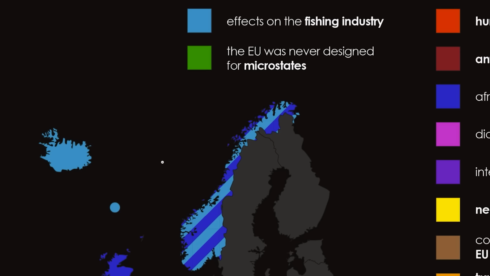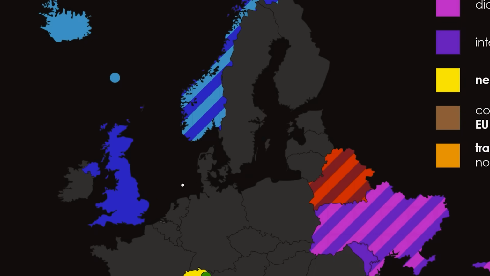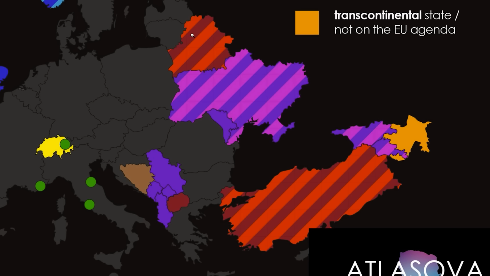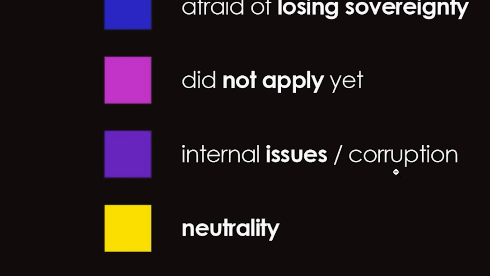Then there's Iceland and Norway, which they both agree they're worried about the effects of the fishing industry. But I guess Norway has two reasons, a similar reason to the UK as well, afraid of losing sovereignty. Belarus and Turkey with the human rights violations, as well as non-democratic practices. Interestingly, in the pink, these are countries that just haven't applied. They don't even want to join, but they also have corruption issues, so yeah.